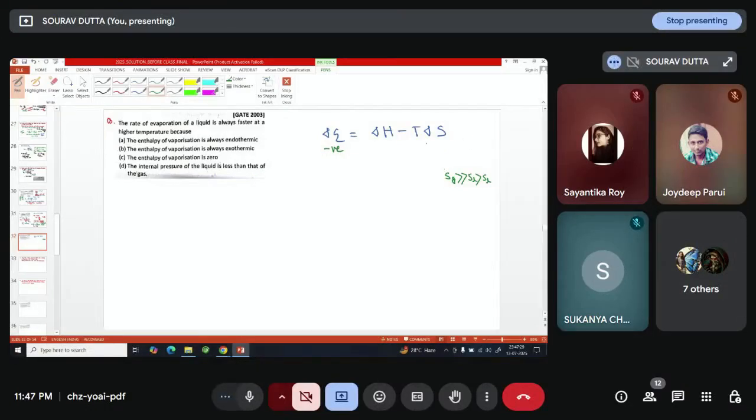So when evaporation takes place, that is, a molecule goes from liquid to vapor state, entropy always increases. Delta S is positive. So to make delta G negative, the rate of evaporation is always faster at high temperature. That means your delta H is basically positive.